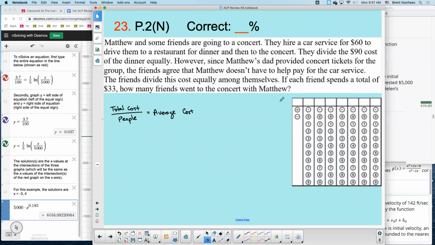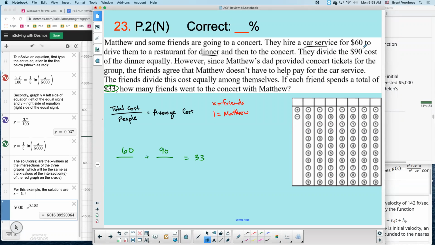Now in this problem, we have two different things going on. We have a car service and we also have dinner. So car service is 60 and dinner is 90. So we have a $60 cost and a $90 cost. And we have an average cost of 33. So there's our money. Now in this problem, if you remember how we did it earlier, X refers to friends because that's what we're trying to solve. How many friends went with Matthew to the concert? And I'm also going to say 1 equals Matthew.